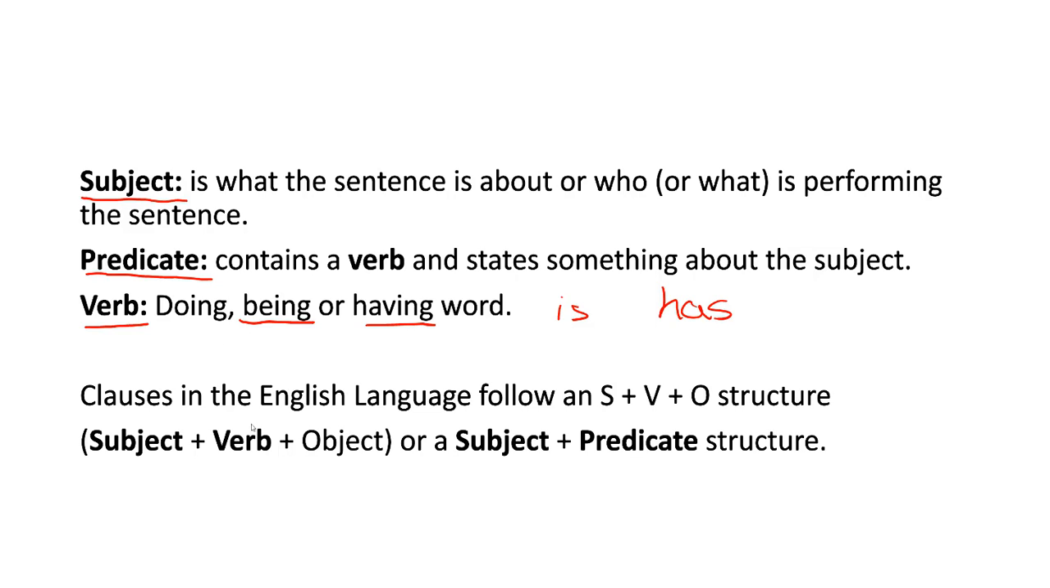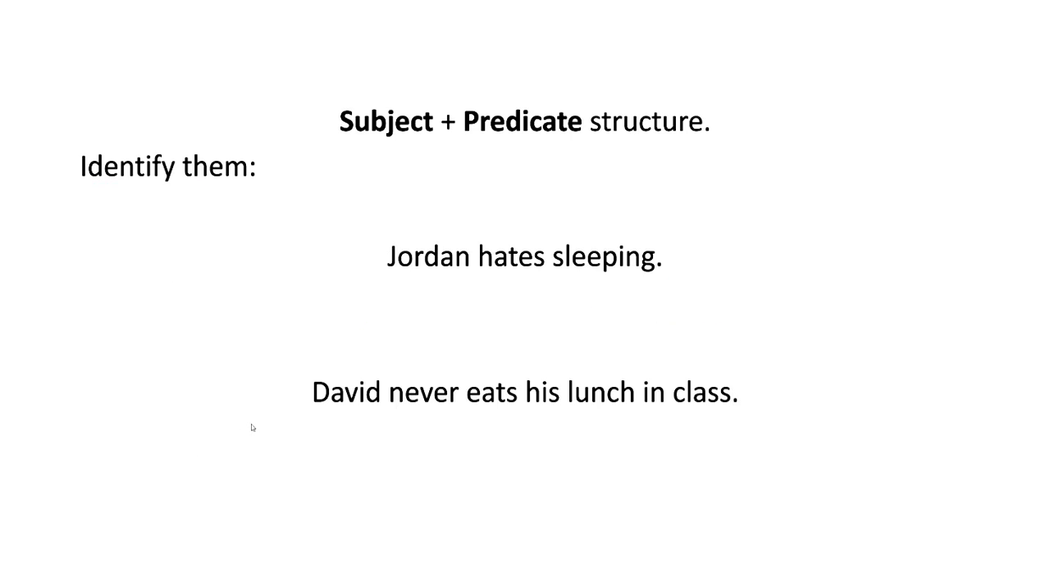The English language is an SVO clause structure: subject, verb, object. But we're not going to worry too much about that. We want to think about subject and predicate. It's a much better way to think about it. So let's identify some examples of how my brain works.